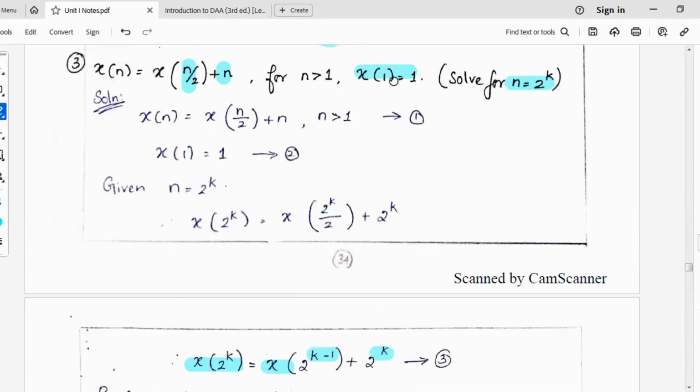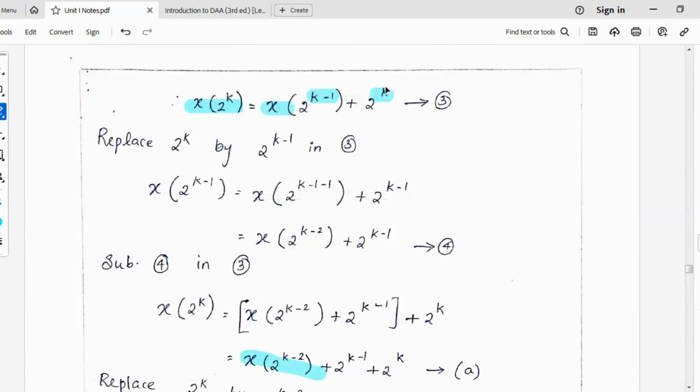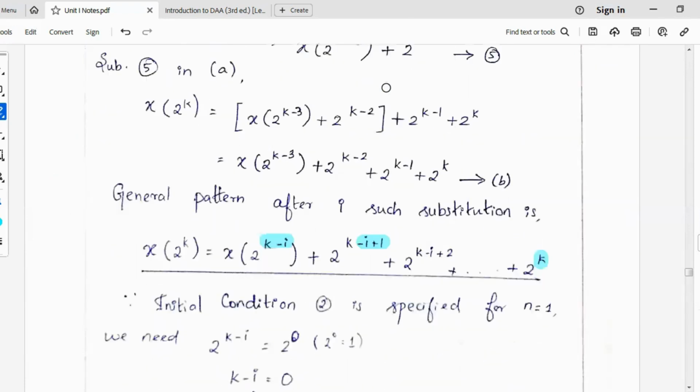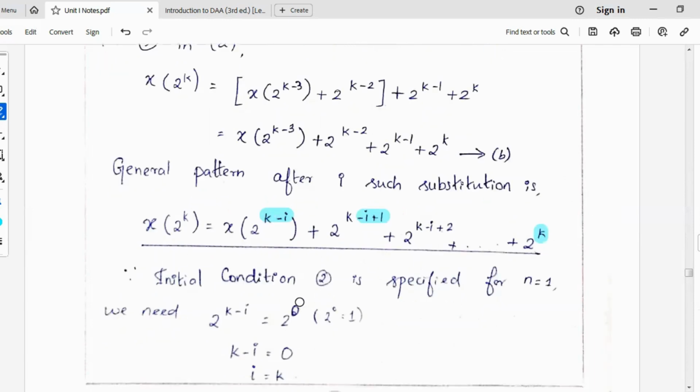Base condition is x of 1 equal to 1. So I have to compare the value with 1, right? Here it is 2 power k minus i. We have to compare this with 1, right? Already this is 2 power k minus i. The value is 2 power 0.